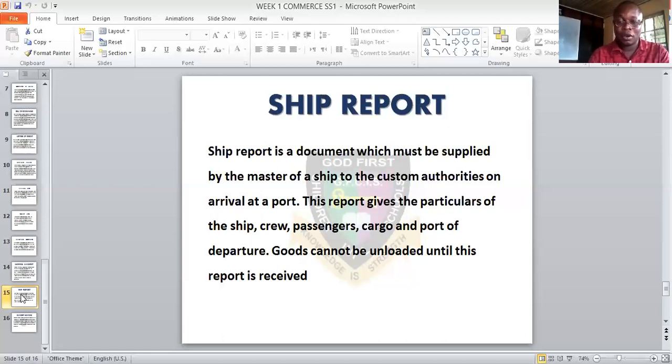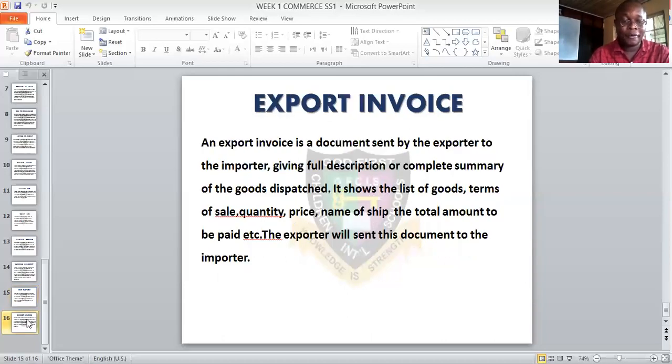Goods cannot be unloaded until this report is received. Until they receive that document at the port of destination, they will not allow the goods to be unloaded from the ship. So that is it.